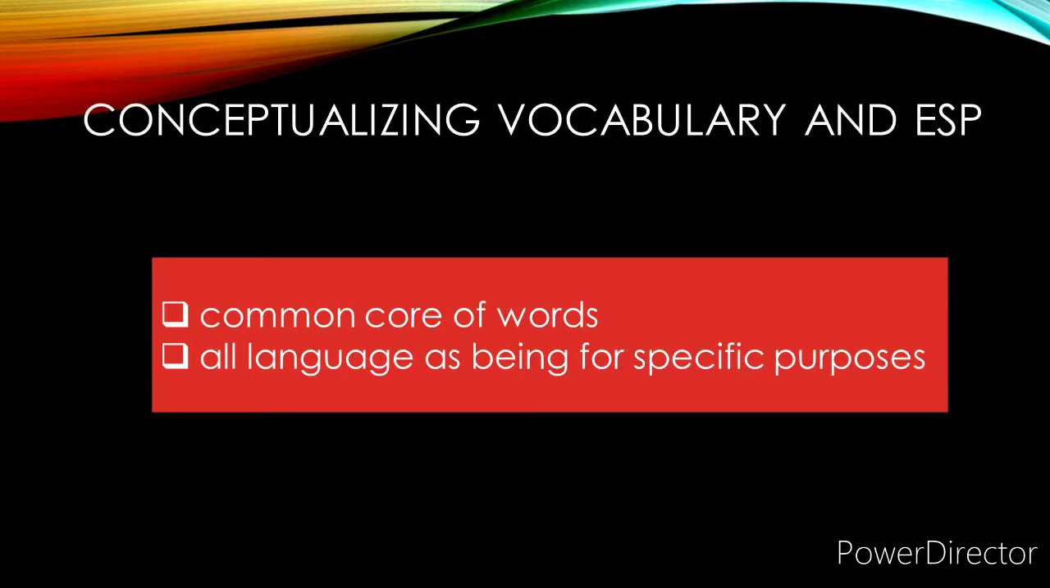There are two fundamental perspectives on language for specific purposes according to Bestergman. The first one posits that English has a common core of words all learners should know. It means that specialization begins once learners establish that common core. The other approach conceptualizes all language as being for specific purposes, which means that specialization should begin early.